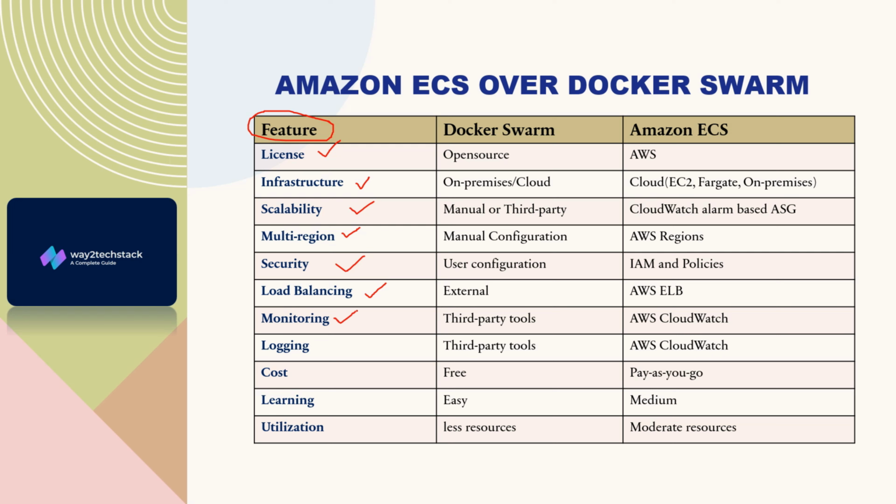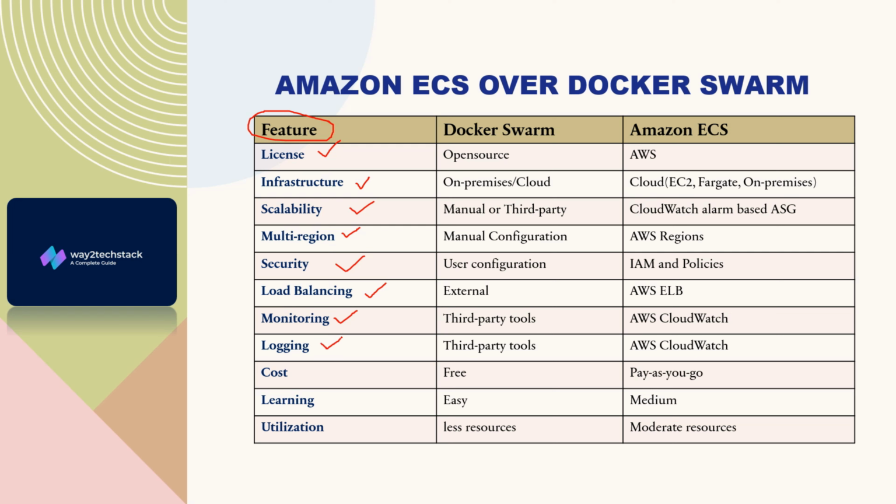What about monitoring? We have to use some third-party tools like ELK or other components to monitor the metrics of your Docker Swarm. Whereas in Amazon ECS, we have a service called CloudWatch. This CloudWatch will monitor the metrics of your cluster and the applications as well. It can monitor both of them.